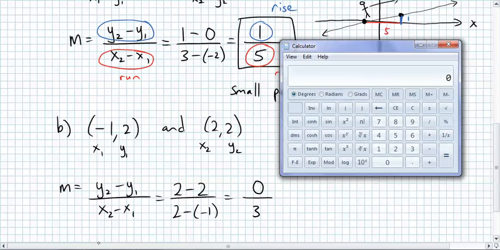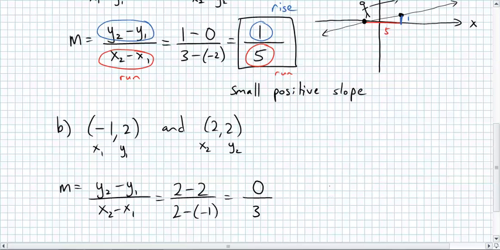I'm taking out my handy calculator. 0 divided by 3 is 0. Okay, so my slope is 0. What does that really mean? Let's take a look at the graph.